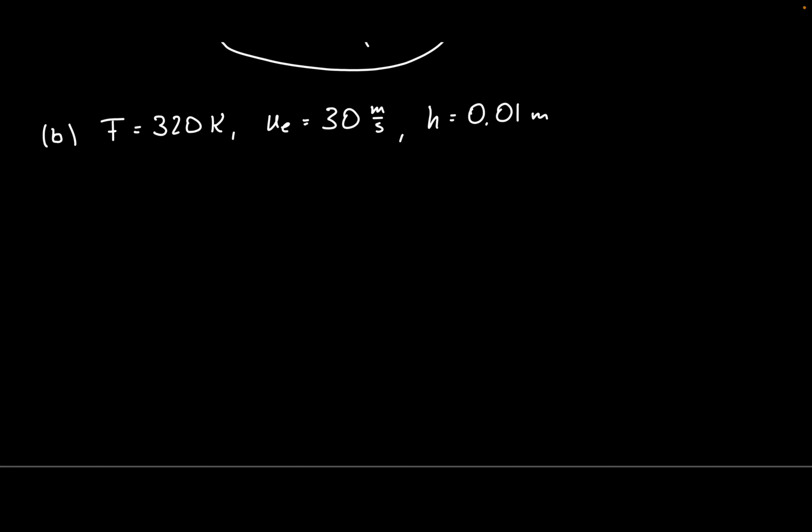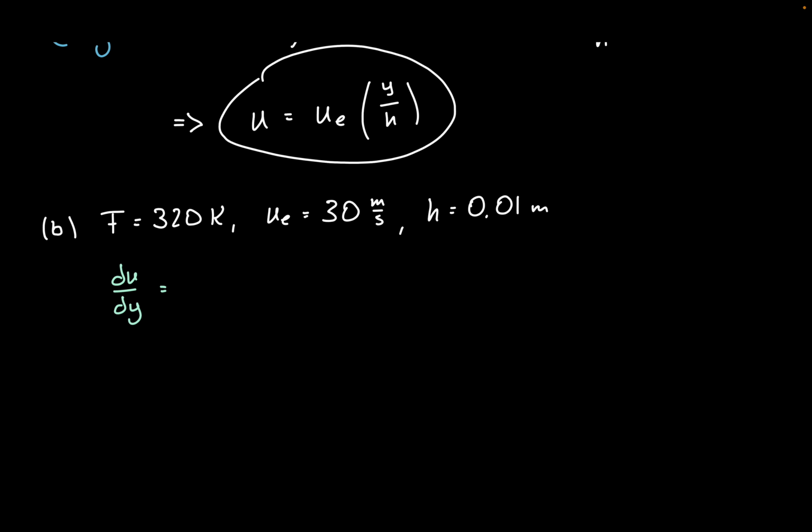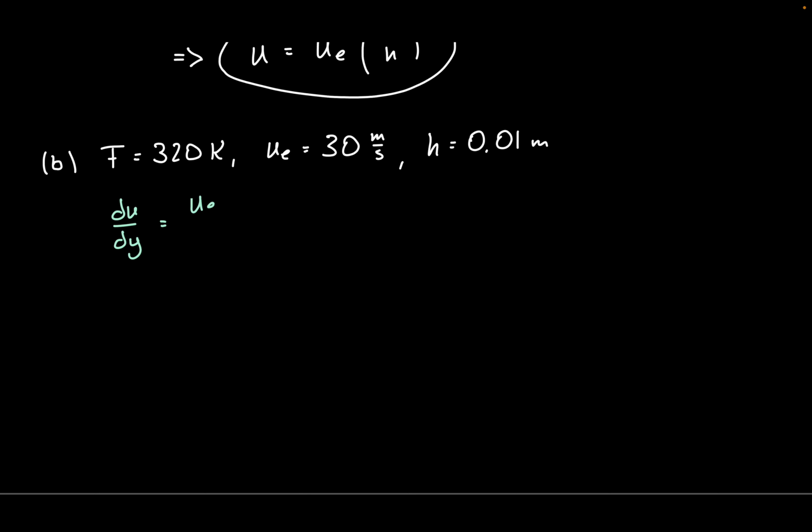So now what we can start off by doing for part B is we can take the derivative of U with respect to Y, and you'll see why we'll do this in a second. So if we take that derivative, we'll be left with U sub E divided by H. Now the reason we're doing this is because shear stress is equal to mu, or the viscosity, times du dy. So in the end, we get that the shear stress for this problem is mu times U sub E divided by H. So now we have temperature, we have U sub E, and we have H. So now what we need to find is mu.